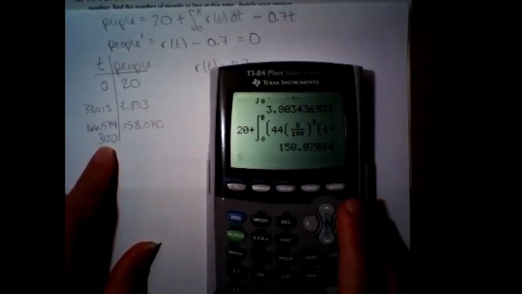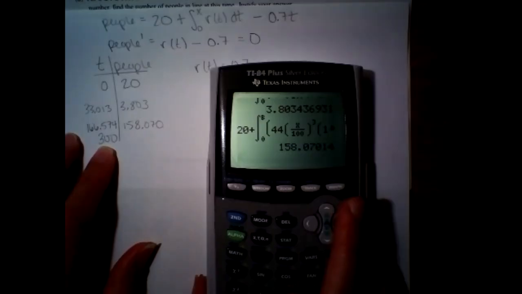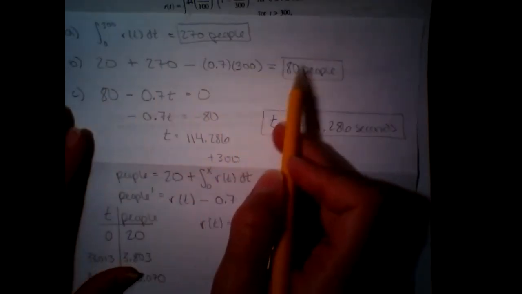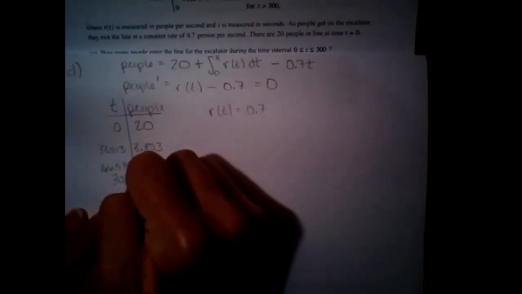All right, and then 300, we already did that one back in part B. You can go and type in the 300 if you want. But in part B, we did initial condition plus the people that got in line minus the people that got out of line at time 300, and we got 80. So that one's going to give us 80. You can do it again, but it's just going to be 80 for that.